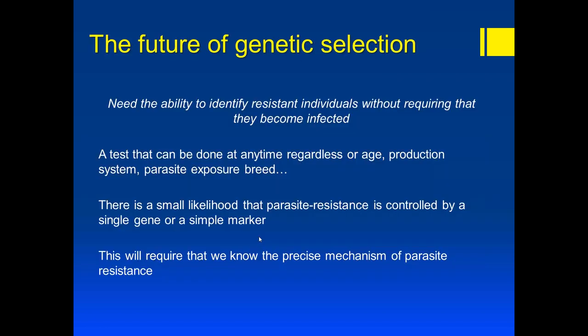So, the problem, and the real key, the holy grail of the future of genetic selection, is the ability to identify resistant individuals without requiring that they become infected. So if you are to use St. Croix sheep in a breeding program, how do you know that all of those resistant genes got transferred to that progeny? We just don't know after each crossing how those genes are segregating and going with those animals.